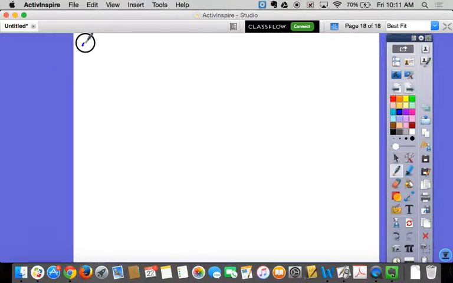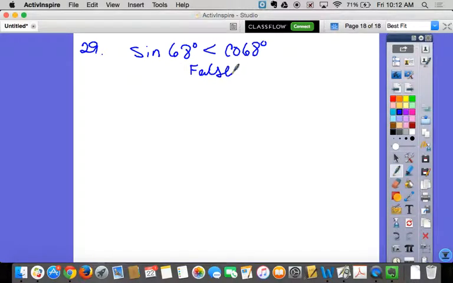Okie dokie. 29. True or false? Decide whether the statement is true or false. Sine 68 less than cosine 68. You're sitting there with a calculator. You can type it in. Make sure your calculator is on degrees, so you might want to double check, especially if somebody else has touched your calculator. You can type sine 68, and then cosine of 68, and then compare. Sine is bigger. That's not the way this is written. This is written with sine being smaller, so you're going to say this is false. Just put an F in the blank.